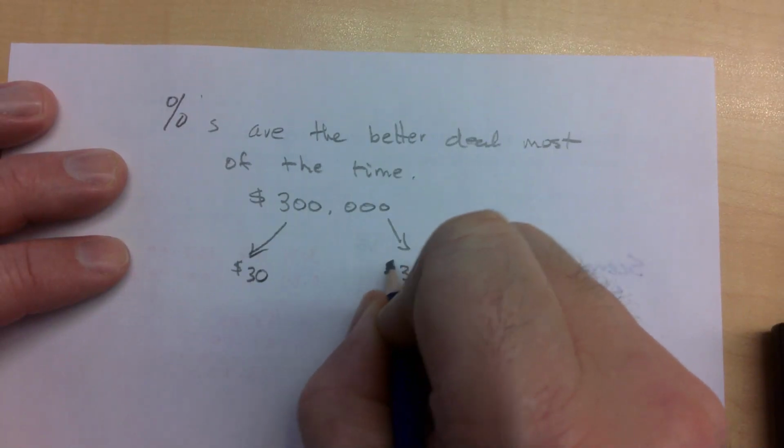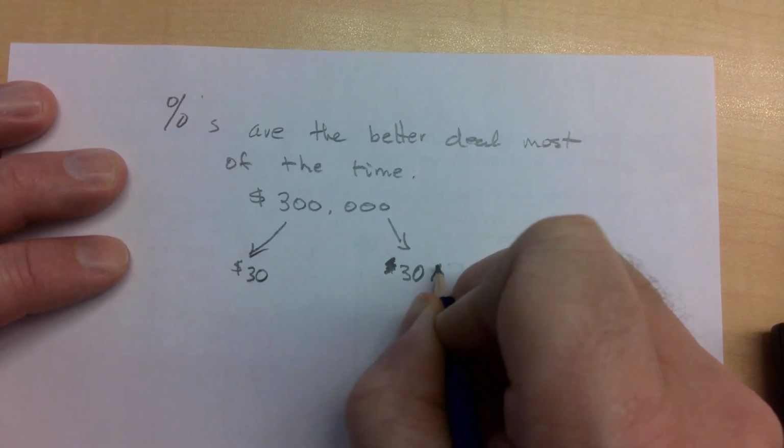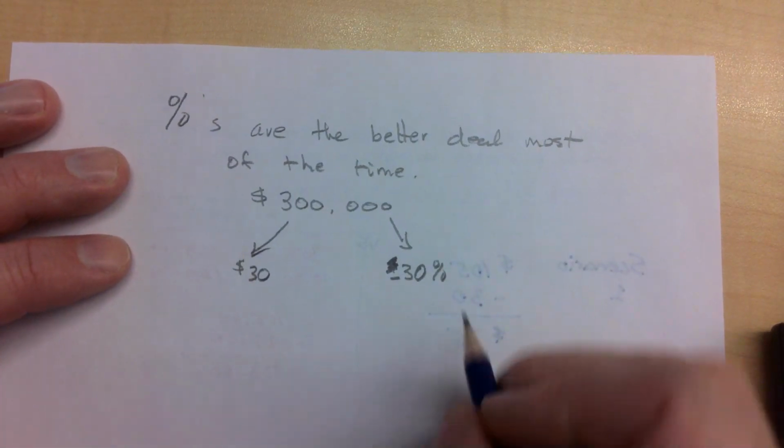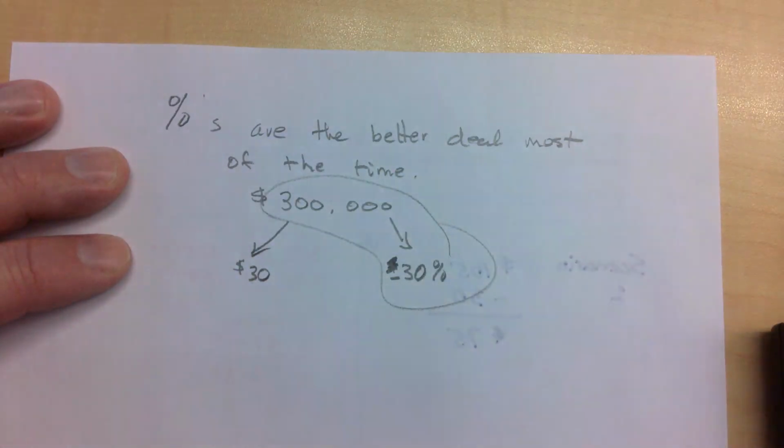Or would you rather save 30%? Whoops, I used the wrong sign there. Would you rather save 30%? Would you like to take off 30% of that price? Obviously, this is the winner, okay?